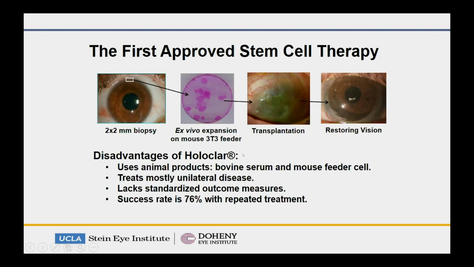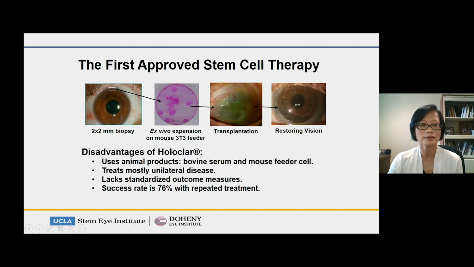There are several disadvantages of this therapy. First, it requires animal products. Second, it treats mostly unilateral disease. And it lacks a standardized outcome measure. And the success rate, again, was limited to 76% with repeated treatment.